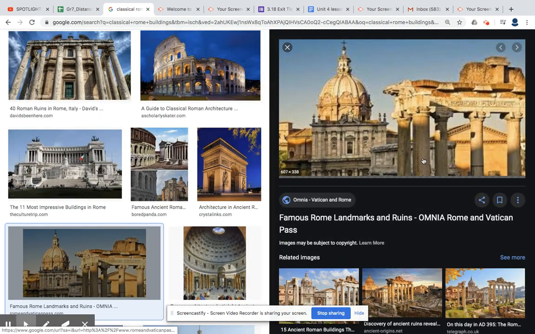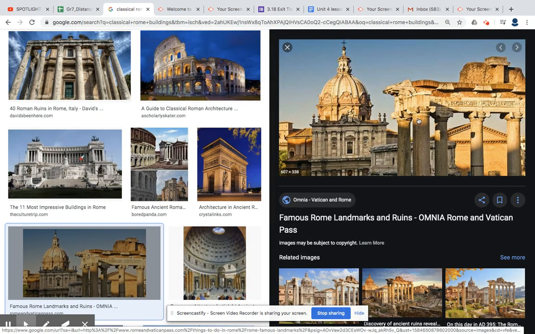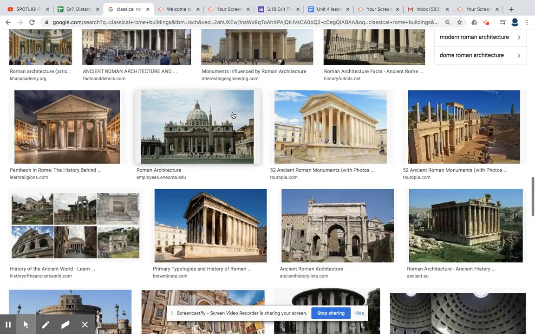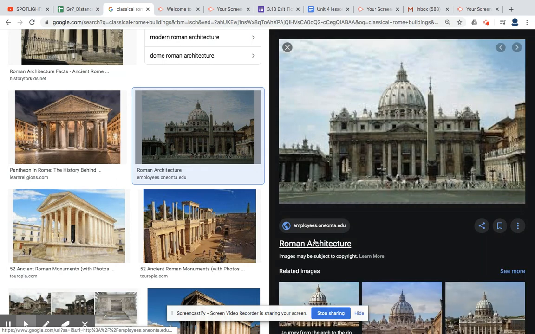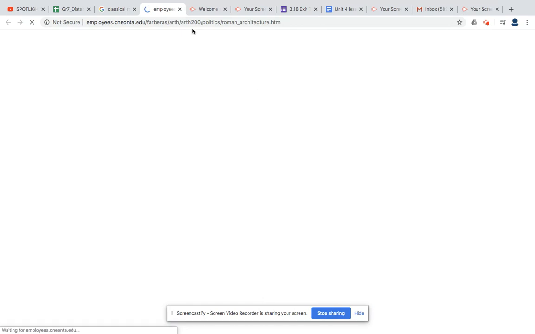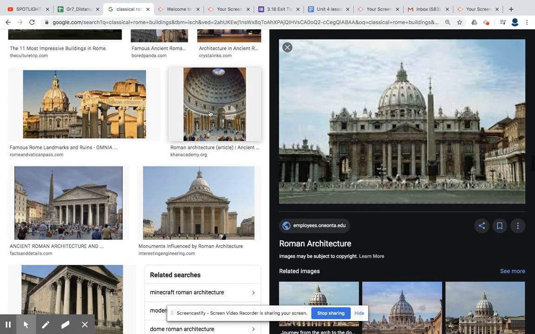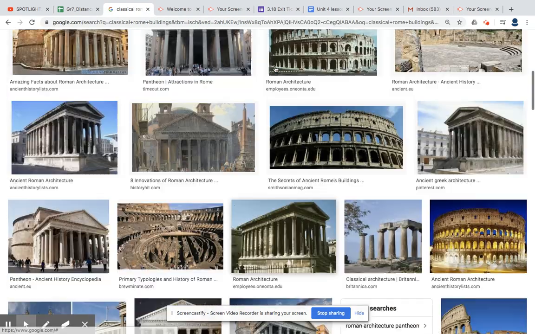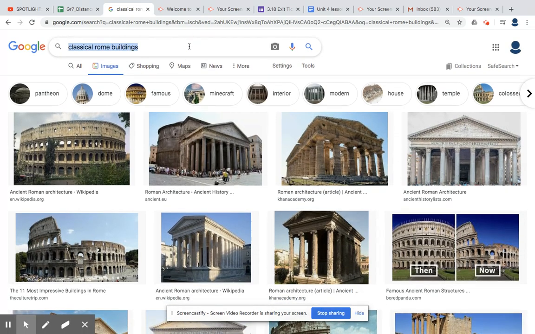Another big thing about ancient Rome was the use of the dome. It's kind of like a semicircle. Gothic churches do not have domes. The ancient Romans used the dome. This is St. Peter's Basilica, created during the Renaissance. And here, I'm going to try to find a better image that shows you the classical influence.